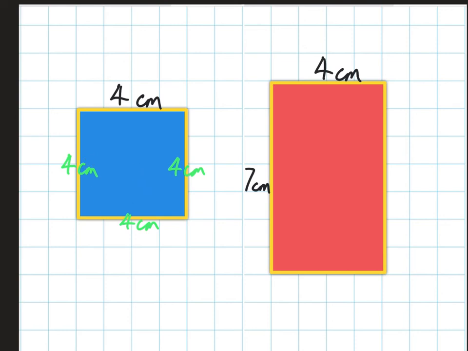A rectangle has 2 sets of equal sides. So I know that if this side is 4 centimeters, then this side is also 4 centimeters because they are equal. And if this side is 7 centimeters, then I know that this side is also 7 centimeters because they are equal.